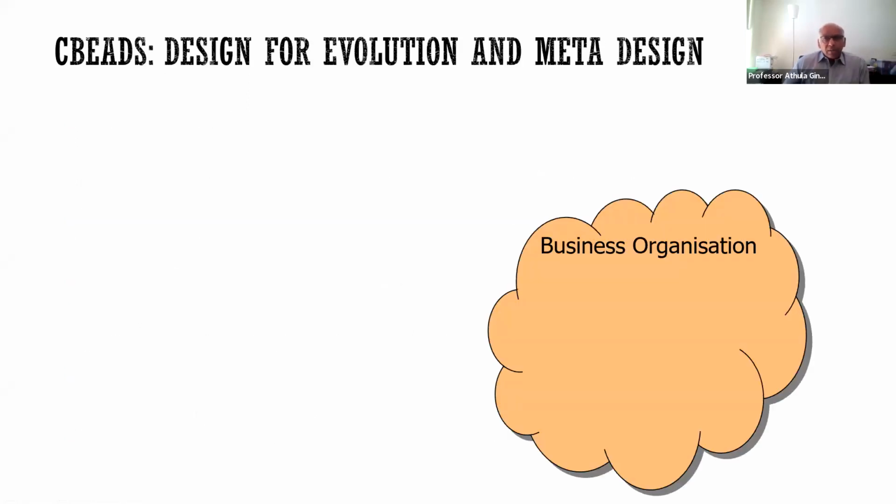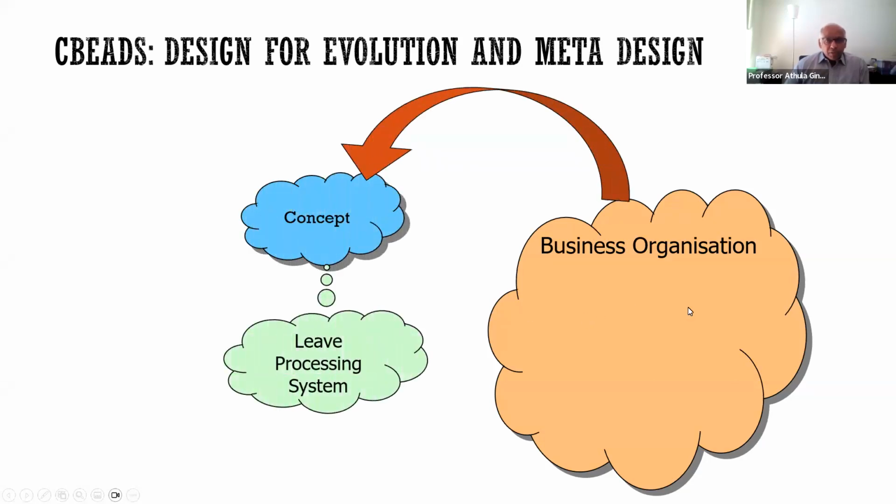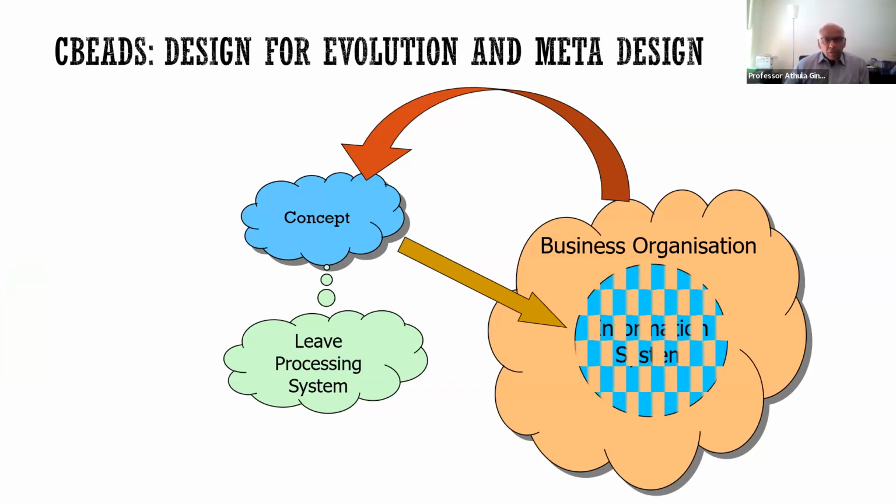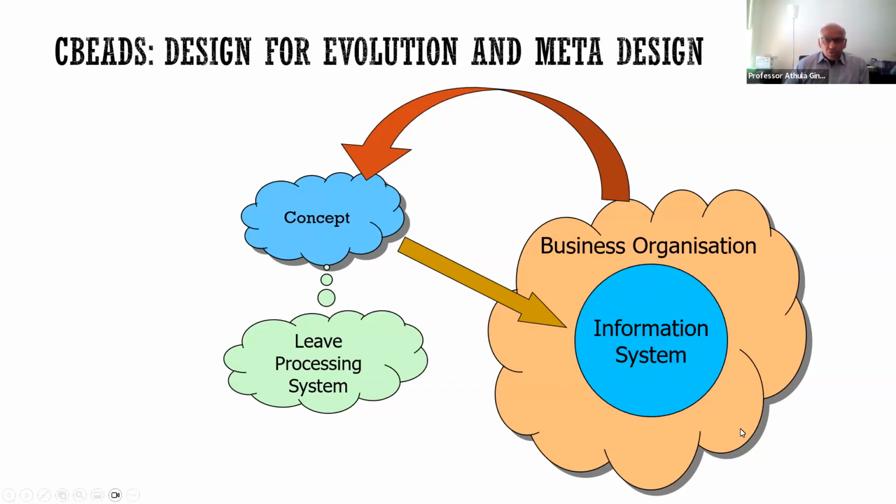if we look at design for evolution and meta design, if we take a business organization, they have all sorts of requirements. So to meet some requirement, they will come up with a concept of having a system. A simple example could be a leave processing system. Then what we do as software engineers, we develop a system for leave processing, and we introduce it back to the organization. Now, the business organization has an information system.